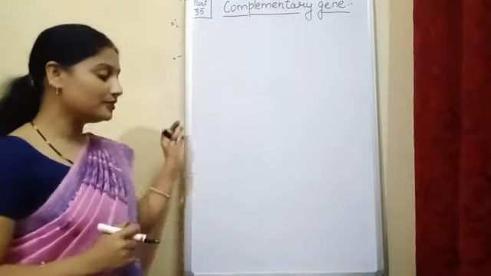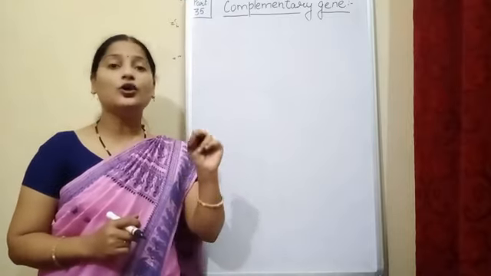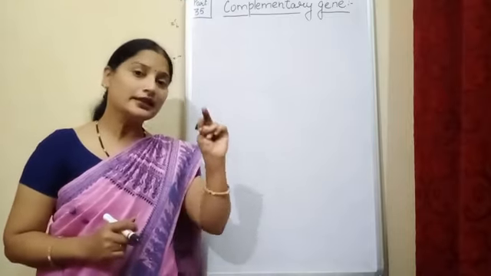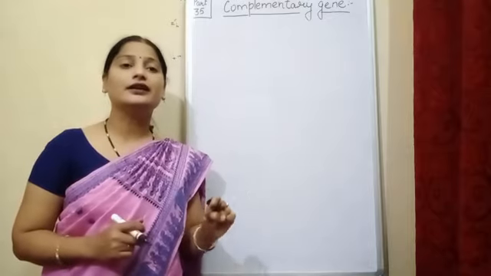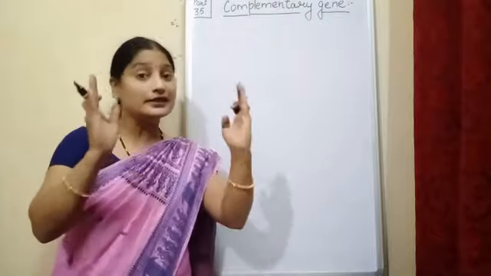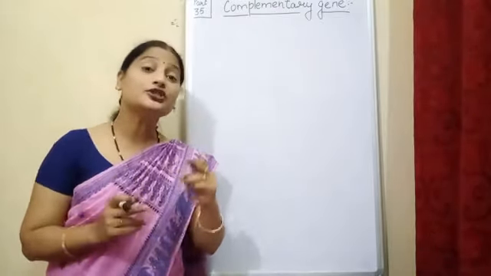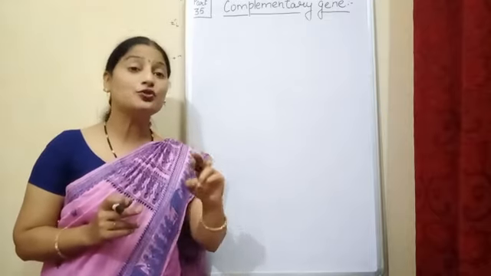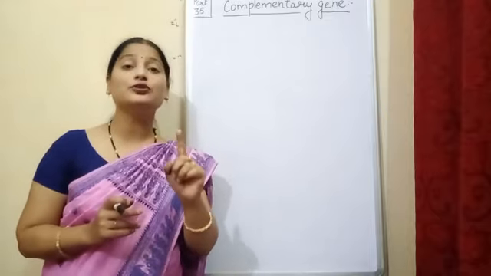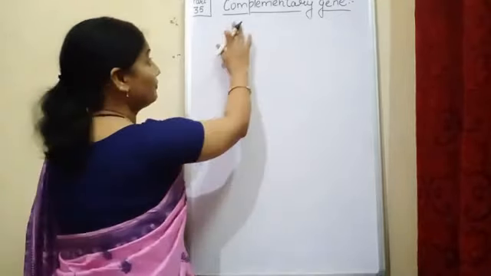The meaning of complementary gene is the genes which are located on different loci of the same chromosome or different chromosomes, but they work together to express one phenotype. Okay, see what I have told you.